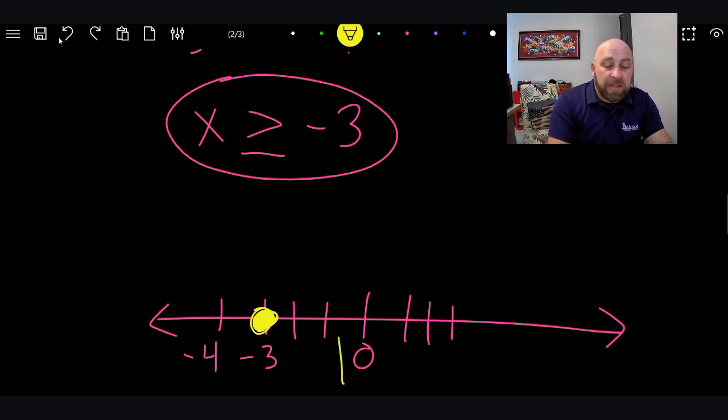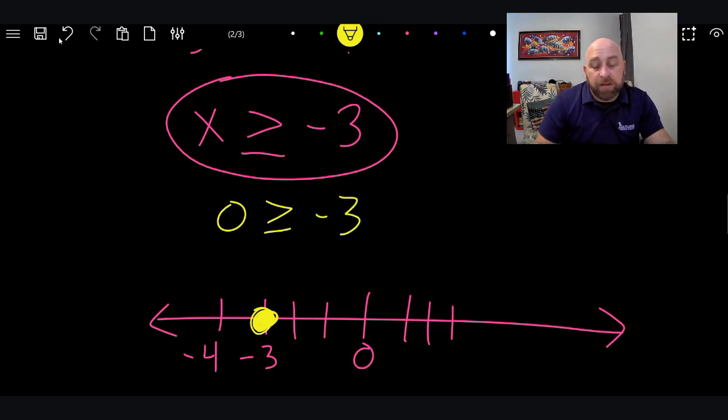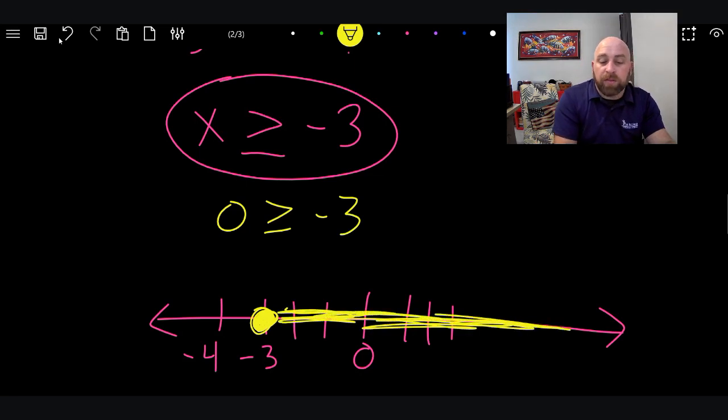So we can test a side. We can test that 0. 0 is greater than or equal to -3. And that is true. 0 is bigger than -3. And so our line is going to go this way.